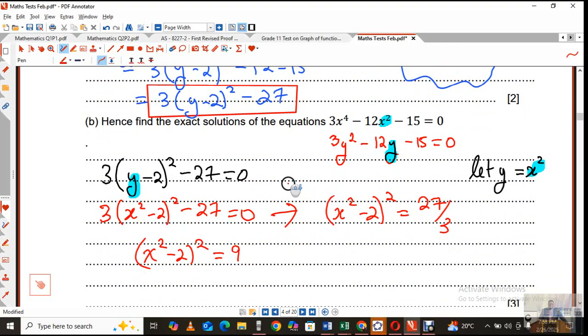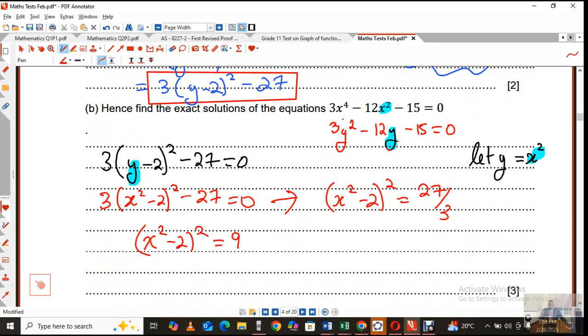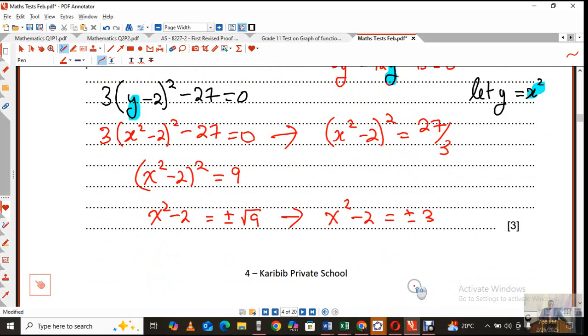Okay, so what we need to do is get rid of the square so that we can have only x squared minus 2 over here. And how you do that is you take the square root, which is a positive and a negative, of 9. So this is eventually going to give you x squared minus 2 is equal to plus or minus 3. So we're getting very close to find our answer, right?